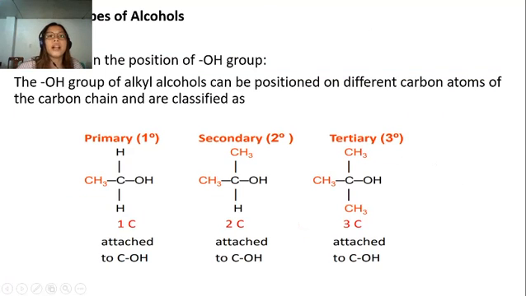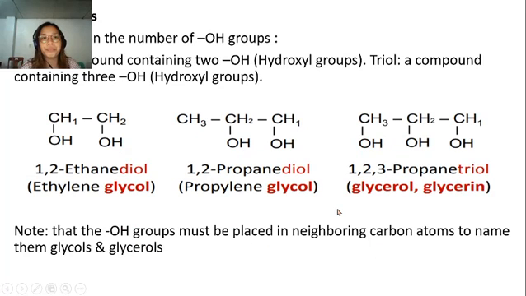Next, different types of alcohol, depending on the position of the OH group or the hydroxyl group. The hydroxyl group of alkyl alcohols can be positioned on different carbon atoms of the carbon chain and are classified as primary alcohol, secondary, and then tertiary alcohol. If the carbon it is attached to has 1, of course, primary. For secondary, 2 carbons. And for tertiary, we have 3 carbons also.